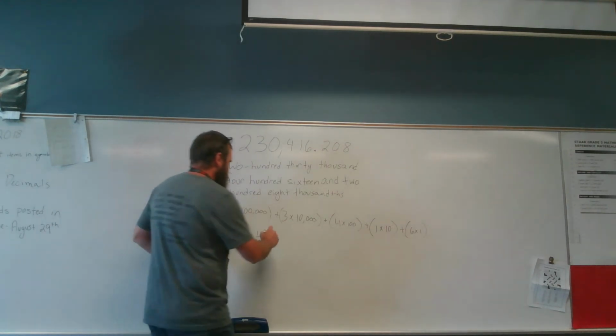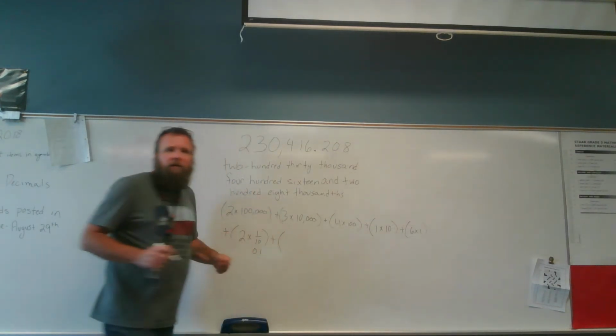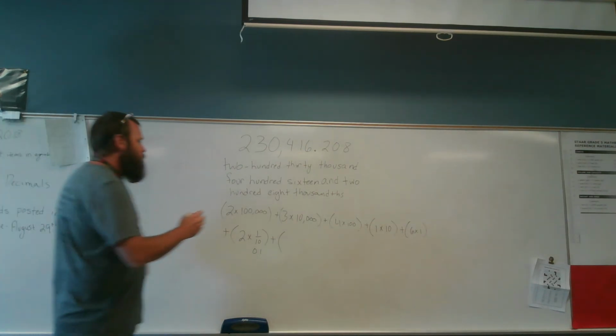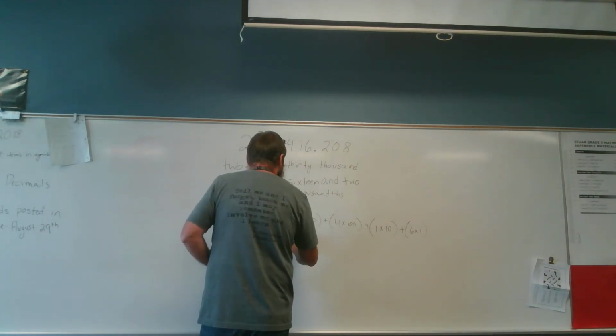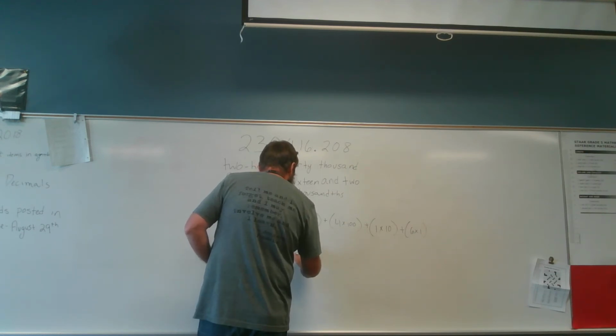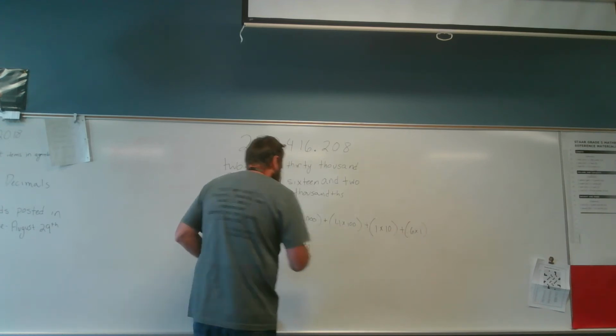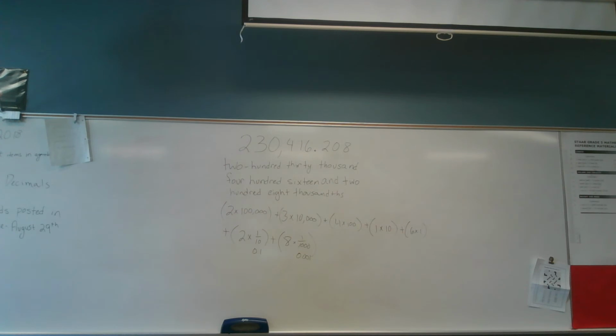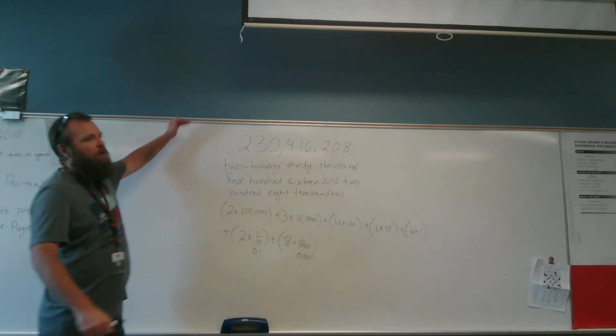The 0, we don't have to do anything with. Nathan, the 8 is in what place value? Thousandths. So the same thing, we can do 8 times 1/1000th, as a fraction, or as a decimal. You need to know how to change between all of these.